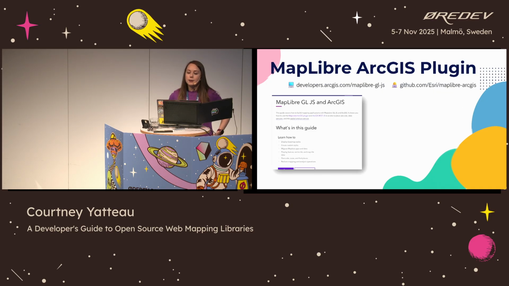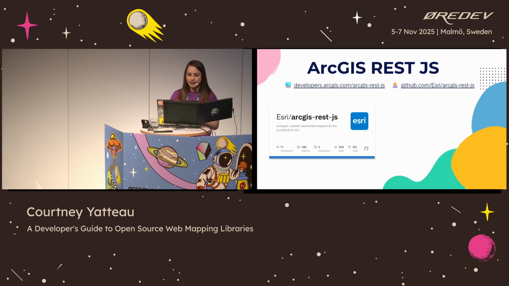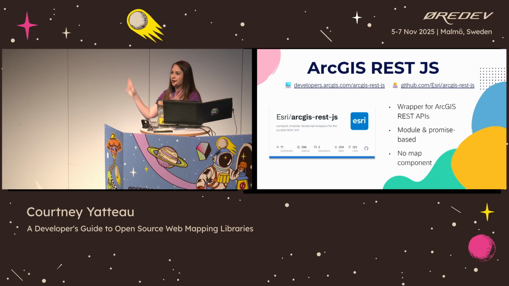We also have the MapLibre ArcGIS plugin. This is actually brand new. It came out at the end of September. It's very similar to Esri Leaflet in that it helps integrating with ArcGIS pretty easily. So it allows you to bring in your base map styles, feature services, and vector tile services very simply. And finally, there is also ArcGIS REST.js, which actually works with any open source libraries. Of course, this itself is also open source. It can work with any open source mapping libraries. It doesn't have a map itself. It's really just a wrapper around the ArcGIS REST APIs.